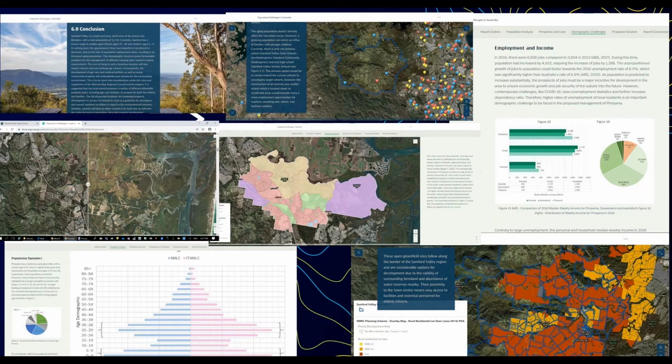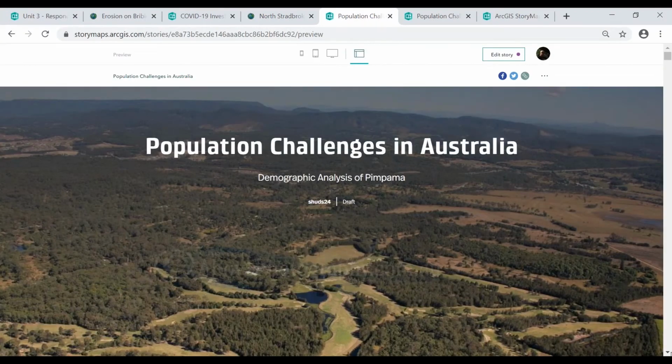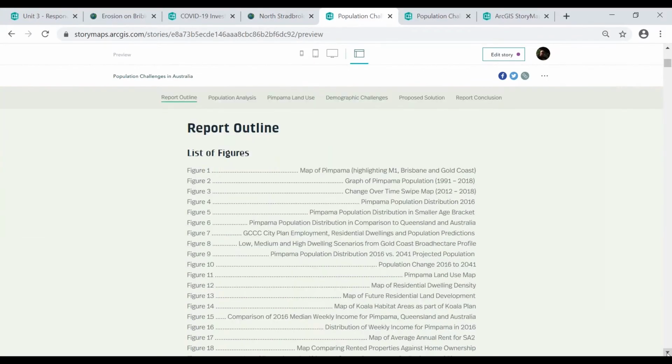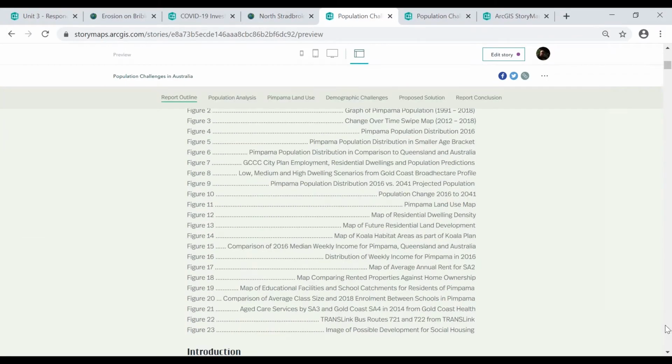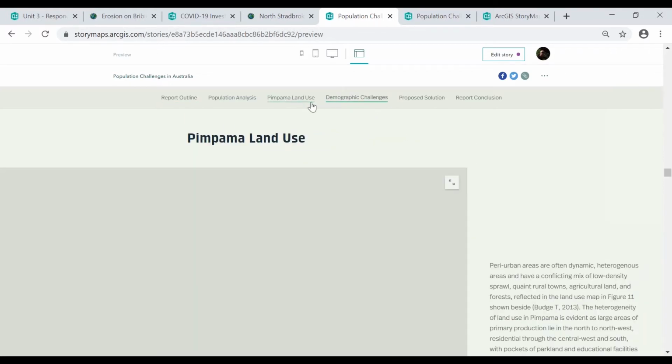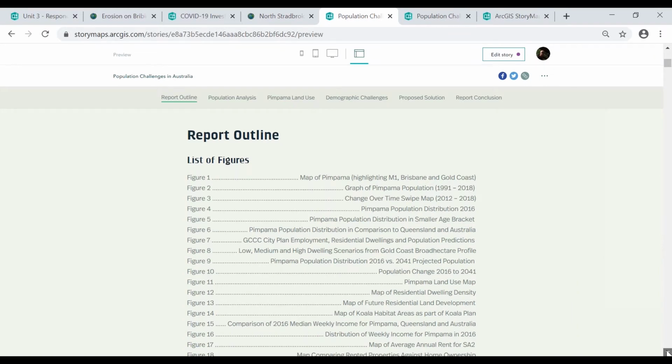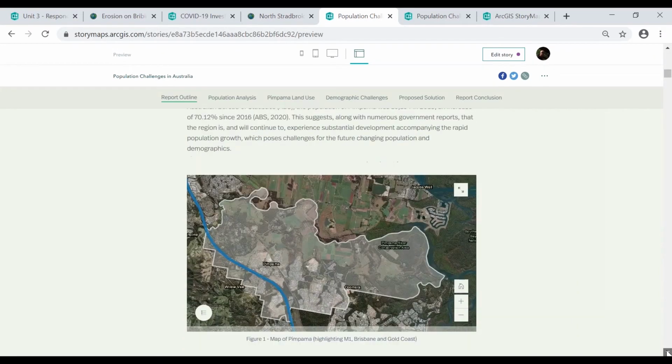I'm just going to showcase one last story map. I'm not going to showcase the young lady who's been nominated, but I want to showcase the school captain's work this year. I'll just show you this young man's work. It's just sensational. Again, a list of figures, that is 23 figures. He's got the interactive table of contents up the top, and it's just, again, another stunning piece of work.